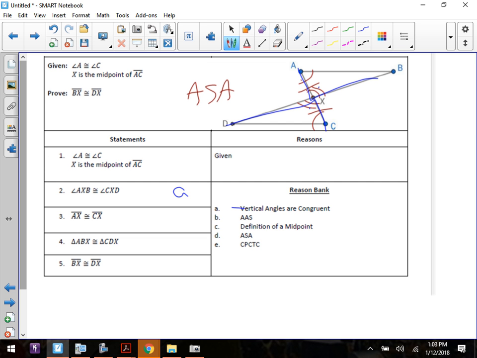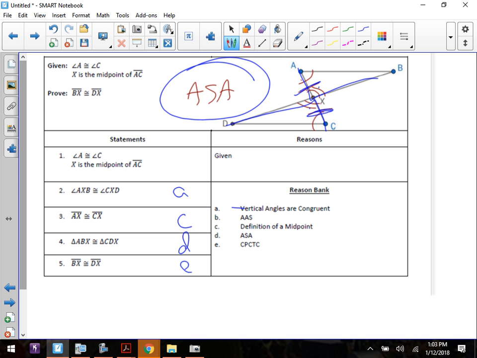AX is congruent to CX because I marked AX congruent to CX because of the definition of a midpoint. Yeah. AC. I now have triangles congruent because I've already written down why they were congruent on my sheet, because of angle side angle, which is D. And now that you have triangles that are congruent, therefore all of the corresponding parts of congruent triangles are congruent. So that last bit is E.